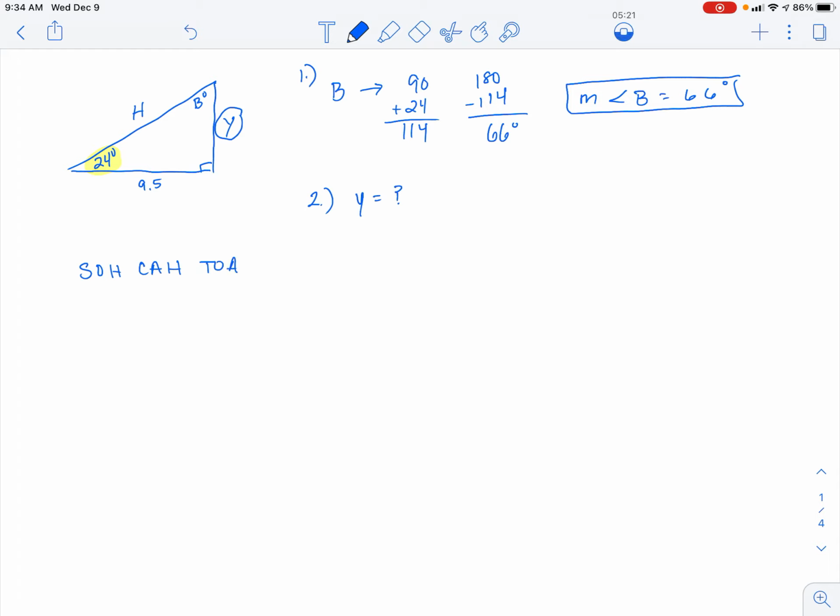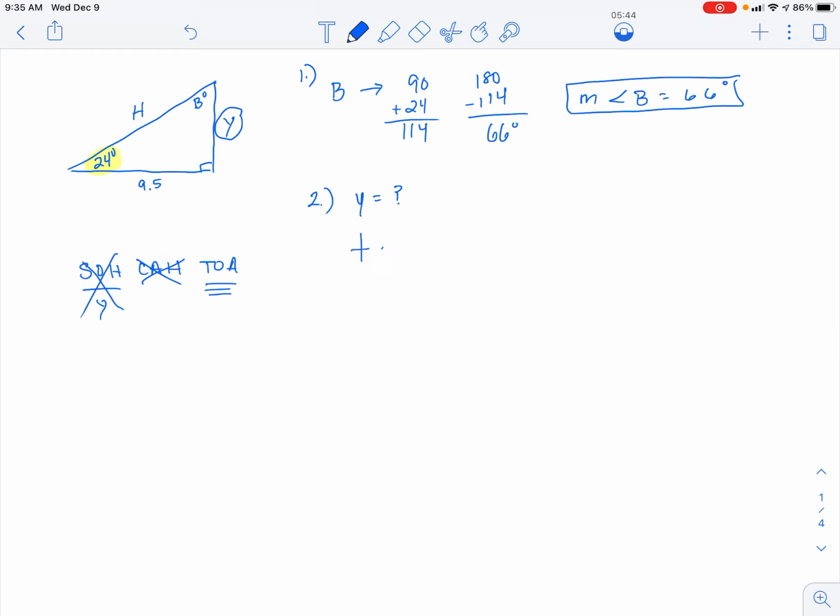Which one has opposite sides in it? This one does not, does it? So it's going to be one of these two. So let's think about that. If I did the sine, then my opposite side would be y, and the hypotenuse is h. Well, I don't have a measurement for h, so this one isn't going to work out either. So it looks like we're going to have to go with tan.